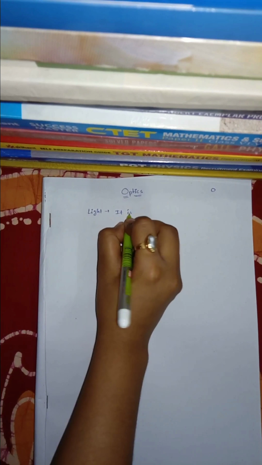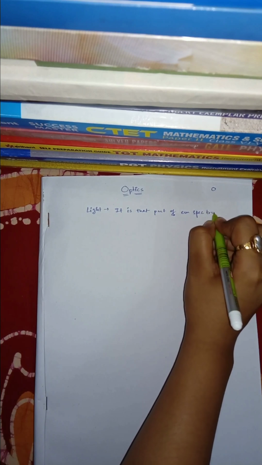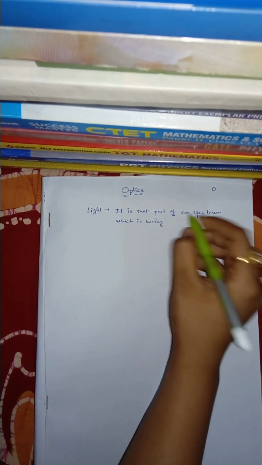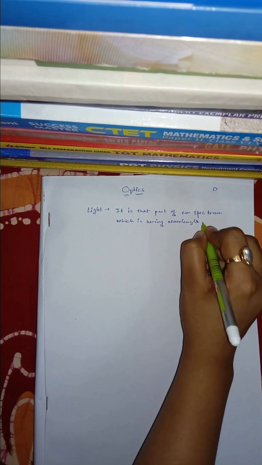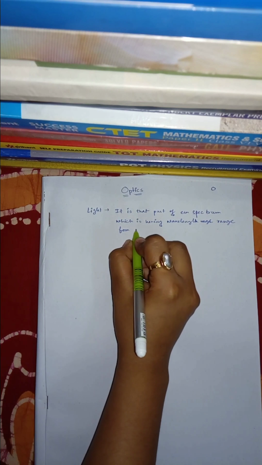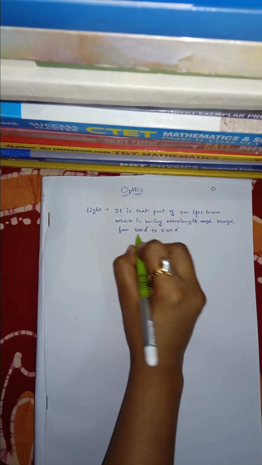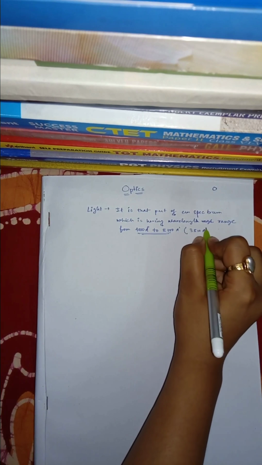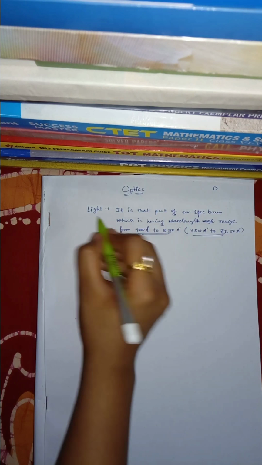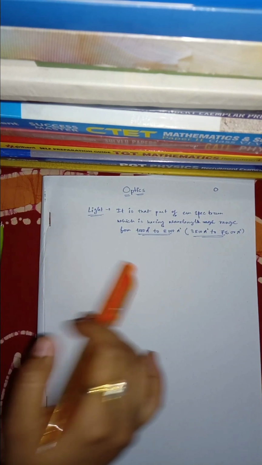It is that part of the electromagnetic spectrum which is having a wavelength range from approximately 4000 to 8000 Angstrom. In some books it is given differently, but this is a range only. So light is that part of the EM spectrum, the electromagnetic spectrum, which is having a wavelength range from some Angstrom to that Angstrom.